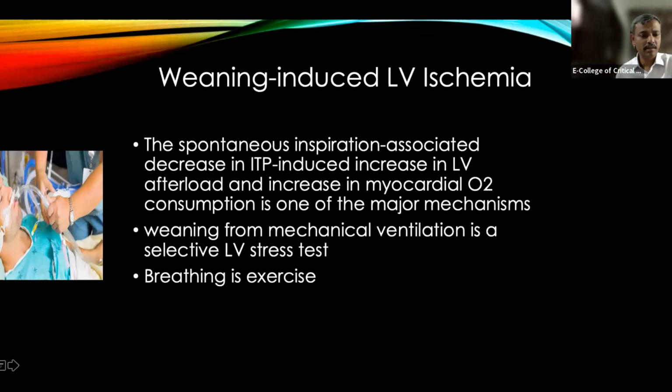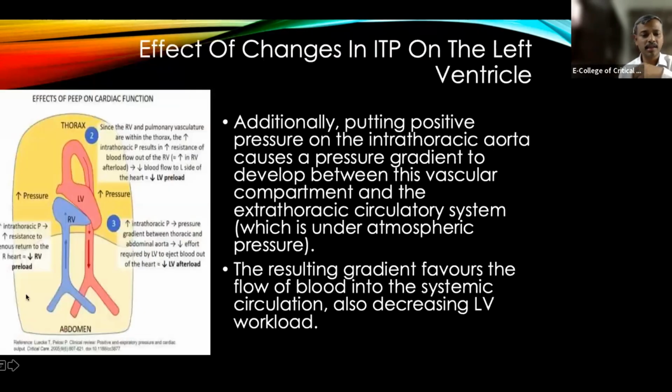So now coming to another point here. Not only that, you can look at this. There is a thoracic aorta and an abdominal aorta. Increasing intrathoracic pressure, what happens? The pressure gradient between the thoracic and abdominal aorta increases actually. So the left ventricle can easily contract and send the blood to the peripheries. So it actually reduces the left ventricular afterload. This is one more factor here.